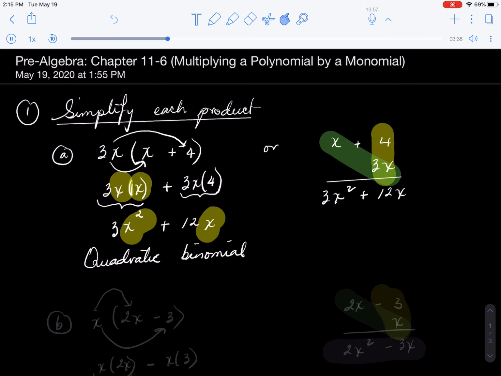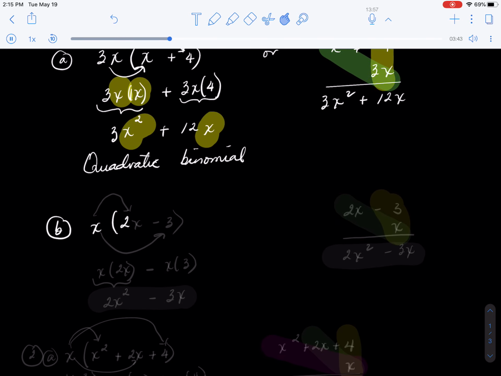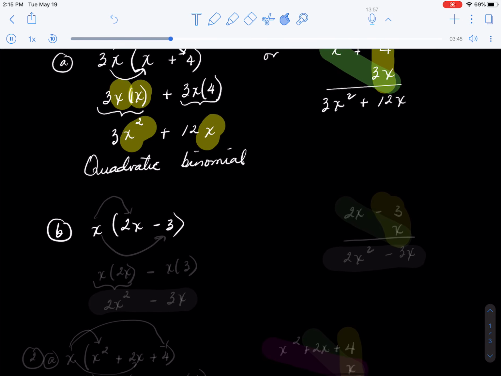I have 2x minus 3 times x. Again, the distributive property. I should have x times 2x. The subtraction is still there. x times 3. Here I should have 2x squared minus 3x.